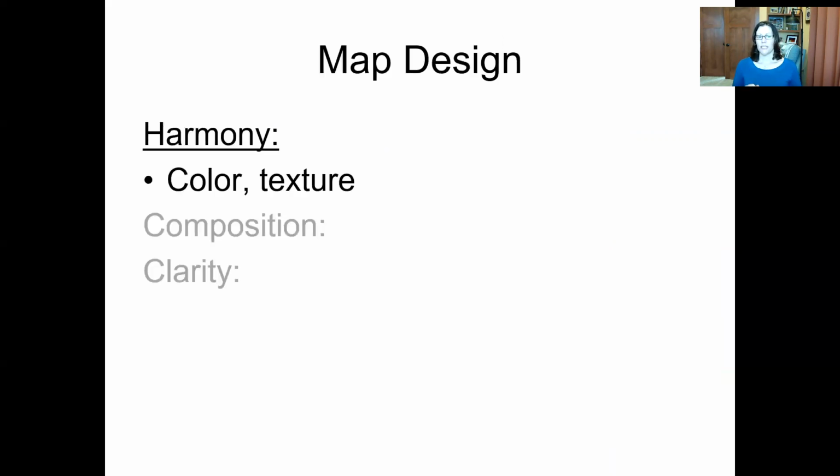Map design is typically broken down into three different things, which are referred to as harmony, composition, and clarity. I wouldn't worry too much about those specific words. I'm going to use them here because that's what mapmakers use, but generally, harmony is thinking about color and texture. We'll get into composition and clarity in a second. So, color and texture.